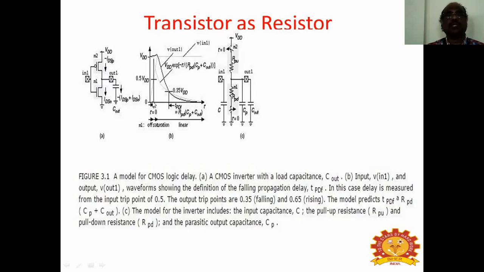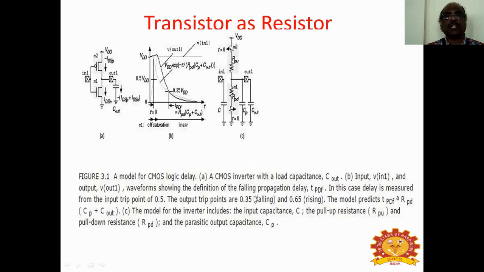Then as we increase the input voltage up to a maximum of VDD, the PMOS transistor is turned off and the NMOS transistor is turned on, and the discharge takes place from the capacitor to the ground, so the output is reduced to 0 voltage. Because of this, there are two types of delays. One is called the propagation delay.